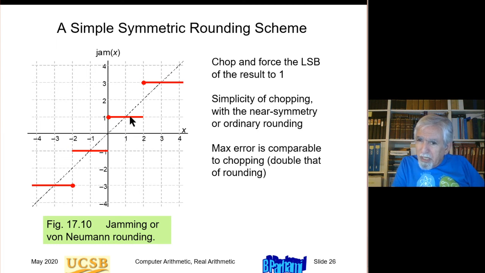So numbers in the range 1 to 2 are chopped to 1. Numbers in the range 2 to 3, you chop and then force the least significant bit to 1, going to 3. So you see that some values are rounded down, some values are rounded up, and therefore there is some symmetry. This rounding mode is called jamming. It's a very simple rounding scheme to implement, but its error is as bad as regular chopping. It can be up to 1 unit.